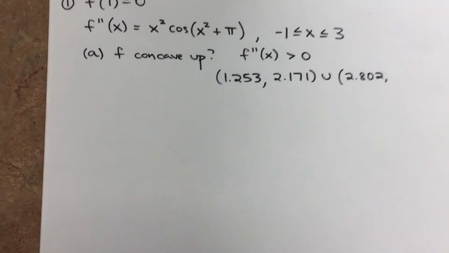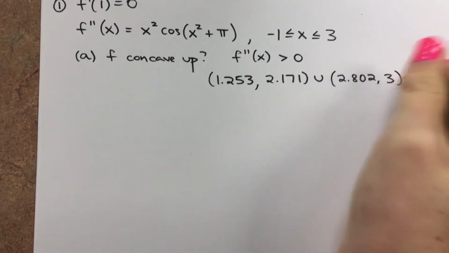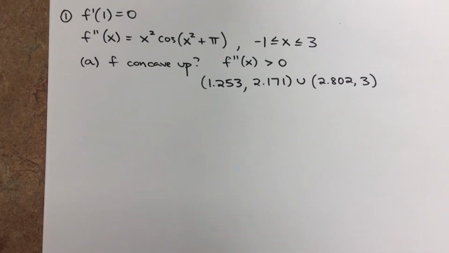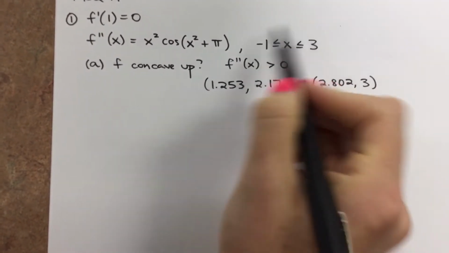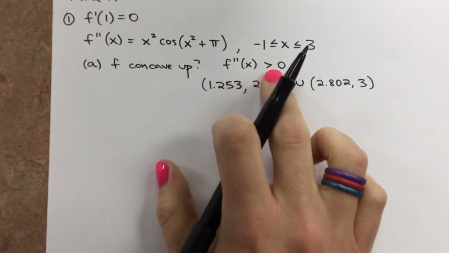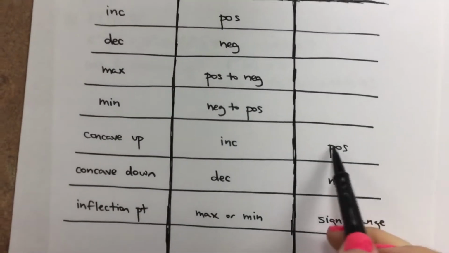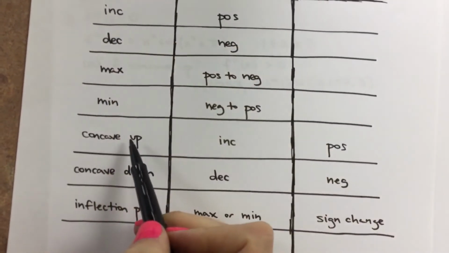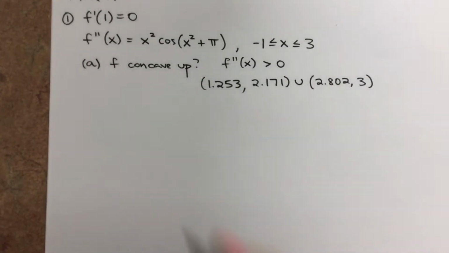And the question specifically said to stay within this interval, so we only go up to 3. It extends farther than that, but we are restricting our domain to these points right here. So these are the intervals where f double prime is positive, which, remember, if we look at our chart here, that means that f is concave up on those intervals.